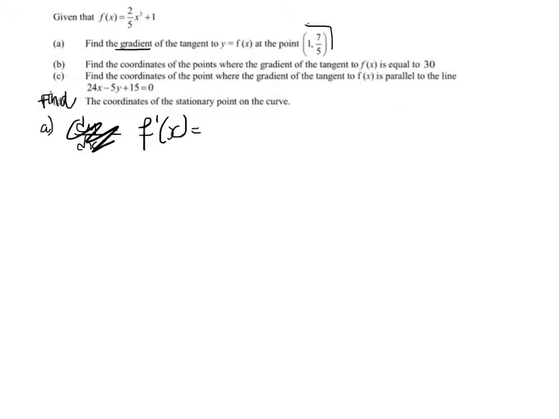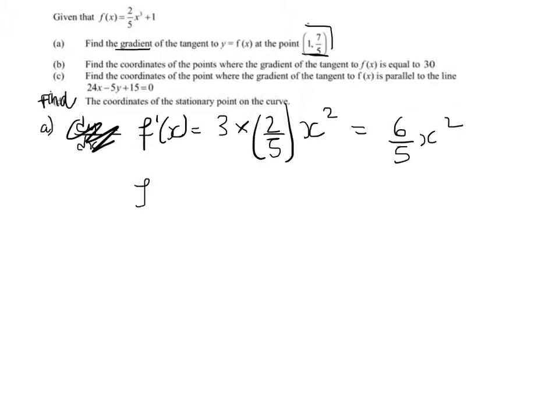f dashed of x equals 3 times 2/5 x squared. Yeah, that's 6/5 x squared. Okay, now we want to substitute in our value of x that it gives us, which is 1. So we have f dashed of 1 equals 6/5 times 1 squared, which is 6/5.